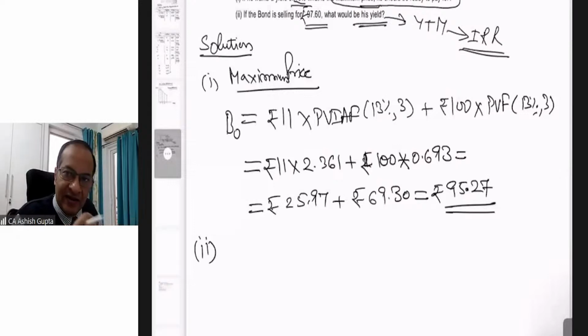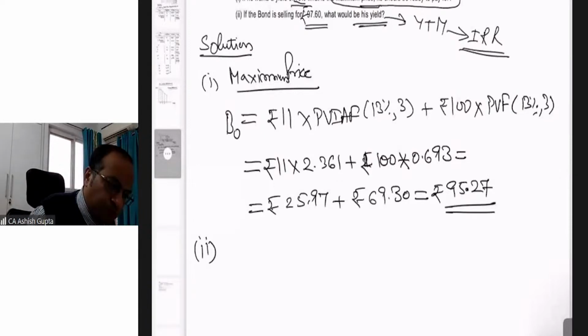In case nothing is given to you, then you can assume on your own. But my request to you, please don't take values too far away. Okay. So now my rate of interest is say 11% only. So what I do, I do discounting on two rates. One rate is at 11%, another is at 12%. Now let us discount at 12%.